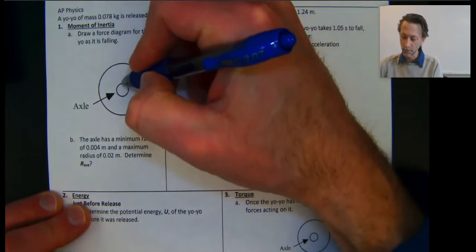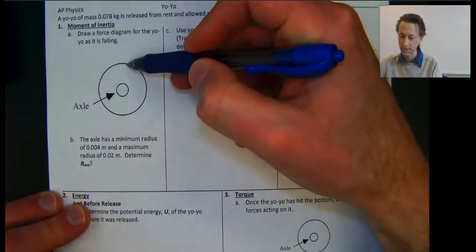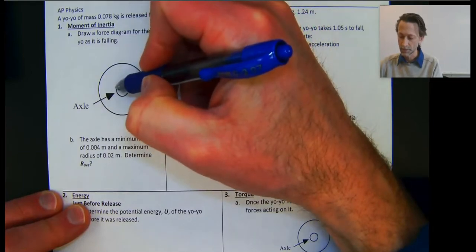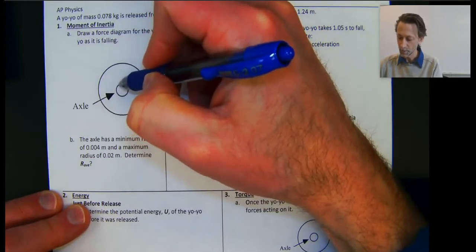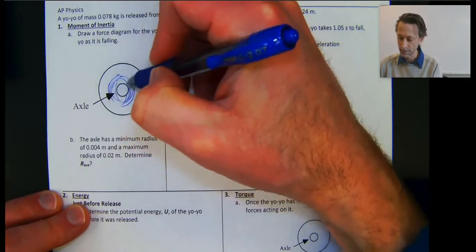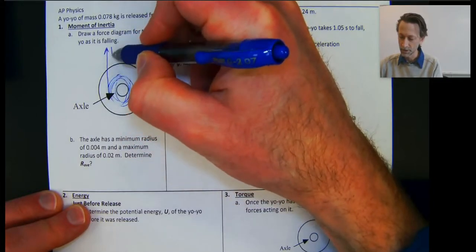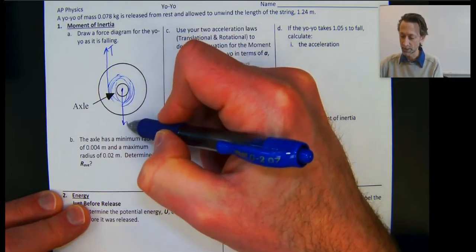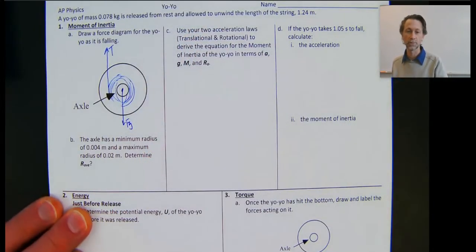So think through, all of this is the inside axle, this is the outside part of the yo-yo, and the string is wrapped all the way around there so that as it's falling, we're going to have the string all the way out to here, and then there will be a tension here in the string pulling up, but the force of gravity will be pulling straight down through the center of the yo-yo.